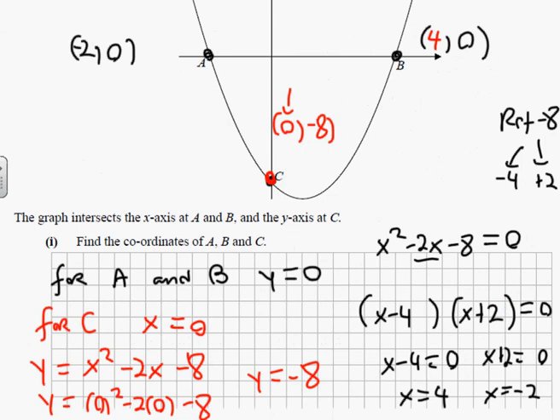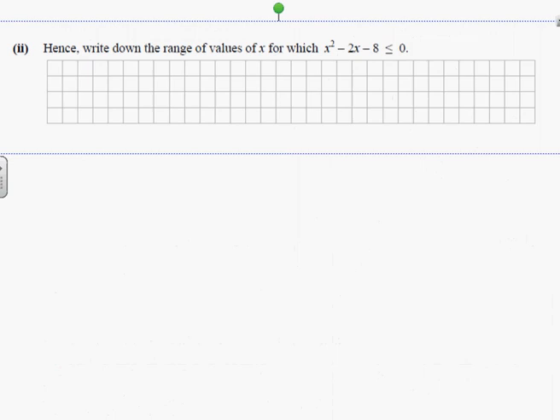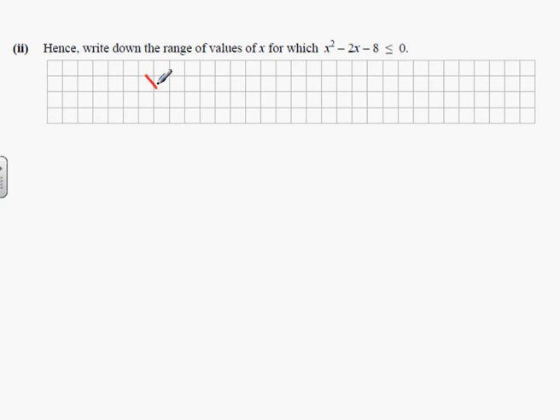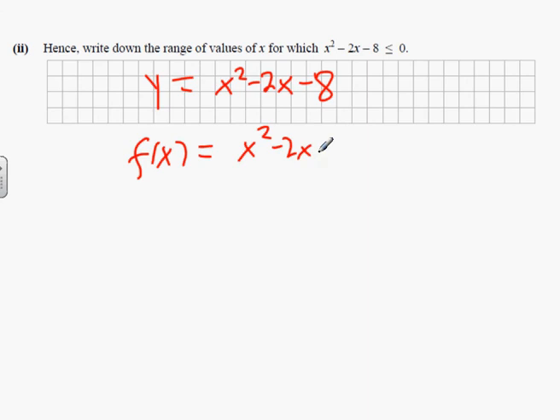Now, what's part 2 of this question? Okay. Y equals x squared minus 2x minus 8. Would everybody agree with that? Because f of x is equal to x squared minus 2x minus 8. You, in effect, want to find out when is the y value smaller than 0. Everybody got that? Y value is smaller than or equal to 0. So look here.